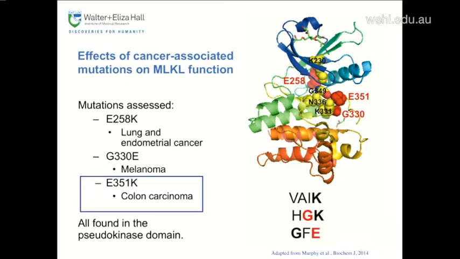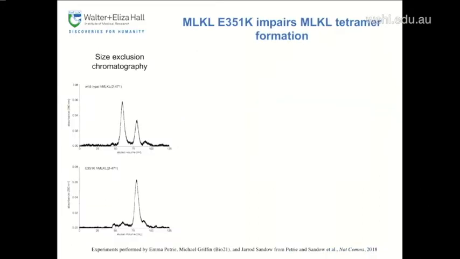Before I go on to what I found, I'm just going to very quickly brush over what Emma and Jared found about the difference in function between this protein and the wild-type protein. Firstly, when Emma was purifying this protein, for these graphs the top is the normal MLKL, and the bottom is the E351K mutant. When you normally purify MLKL, you get two distinct species, one at a higher molecular weight and one at a low molecular weight. But with this protein, we only got the one species at the lower molecular weight.